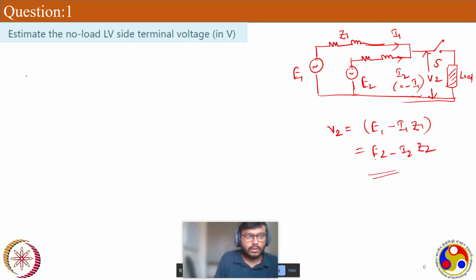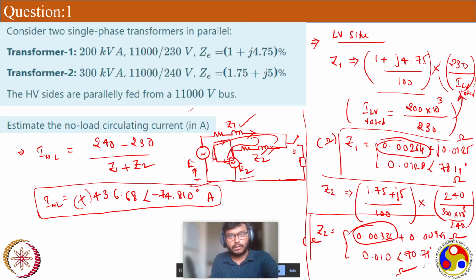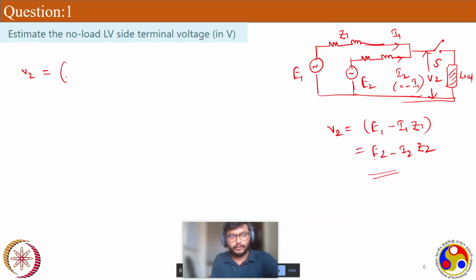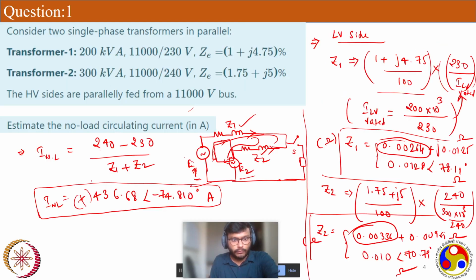So what would be the no load LV side terminal voltage? What is E1? 230 minus I1. I1 is nothing but our no load current. How much is the no load current? 436 at an angle of minus 74.8.